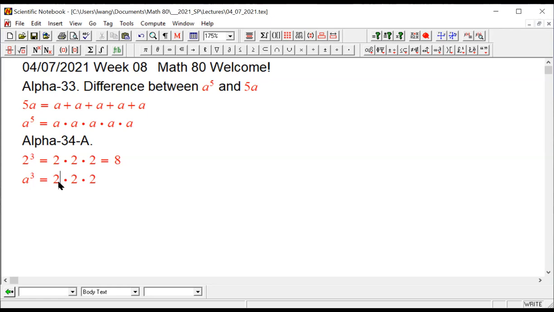A to the power 3 is A times A times A, right? B to the power of 7, what would that be? That's going to be B times B times B times B times B times B times B. How many times? I think I went over 1, 2, 3, 4, 5, 6, 7. 7 times. Right? So these are the basic definitions.